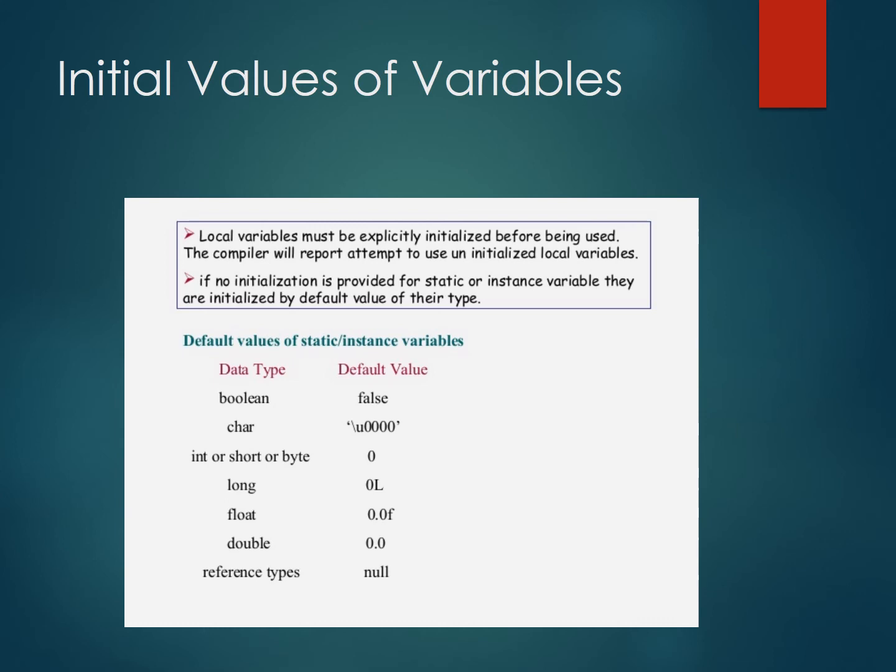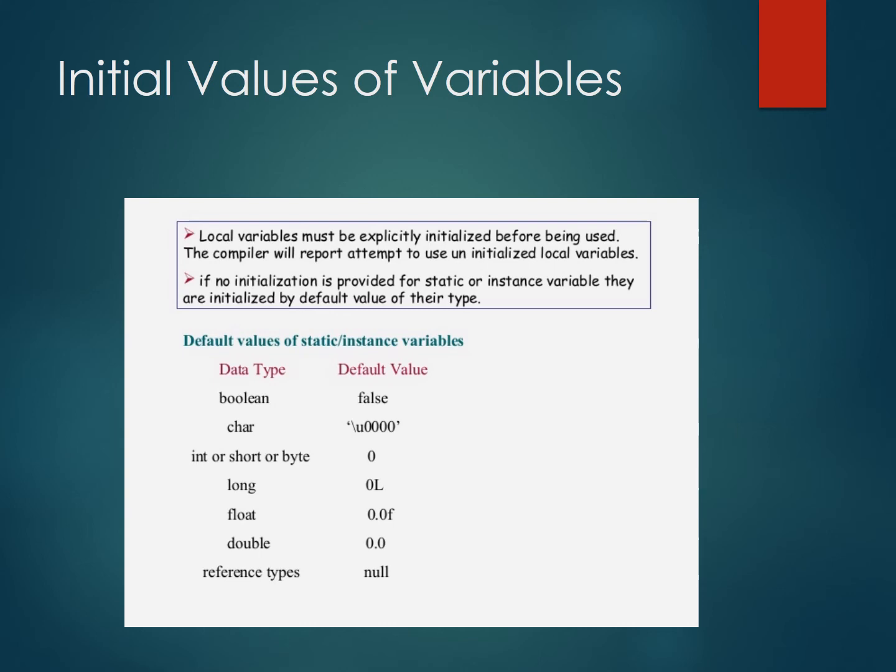Whereas if no initialization is provided for static or instance variables, they are initialized by default to the default of their type. The instance variables or the static variables are the variables that are declared inside the class definition. So they are given some default values, some automatic values by the Java runtime environment. Here the list of the default values for static or instance variables is as you can see from the picture.